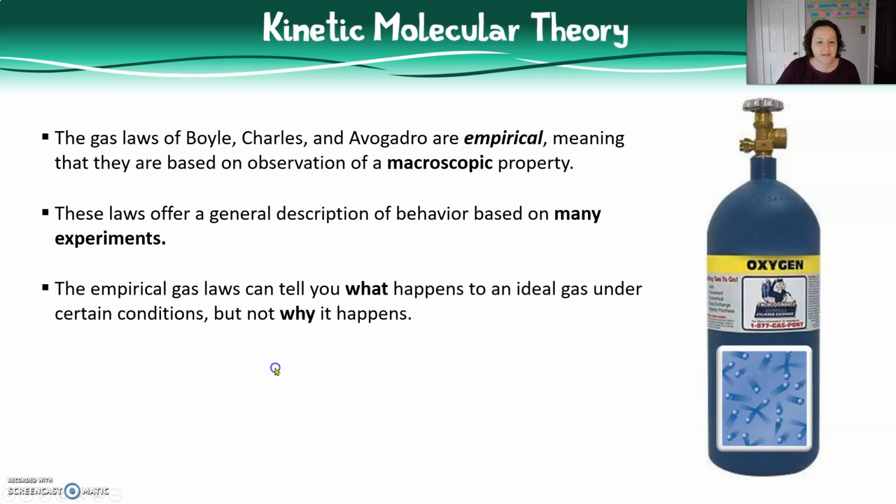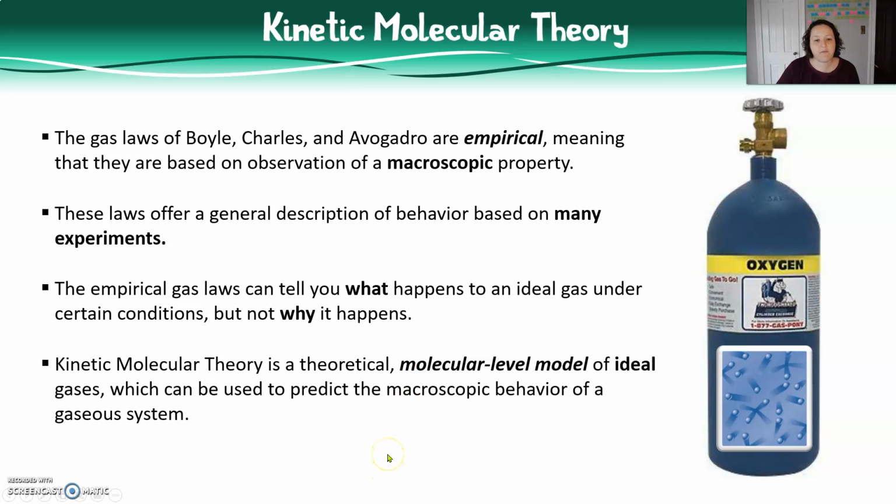The fundamental gas laws and the ideal gas law can tell us what happens to an ideal gas under certain conditions, but on their own they don't explain why these relationships exist. Kinetic molecular theory represents the why. It gives a molecular level model approach to explaining ideal gases while still allowing us to predict the same macroscopic behavior that was observed by the early chemists.